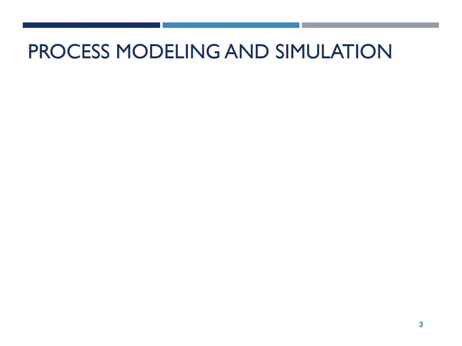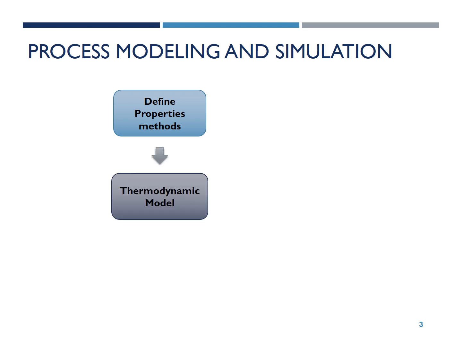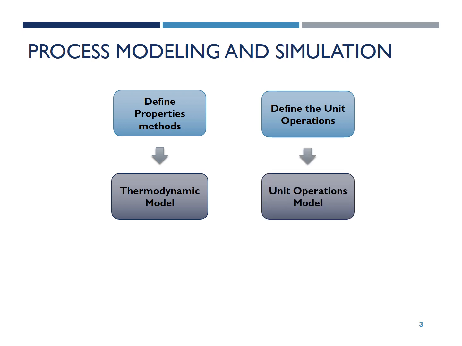In order to perform modeling and simulation of chemical processes, there are two main types of models that need to be specified. First, you need to define property methods to develop thermodynamic models to represent the physical properties of the components and the mixture in the process. Second, you need to define the unit operations in the process and select the unit operation models to represent the characteristics and behavior of each unit operation, or chemical synthesis.